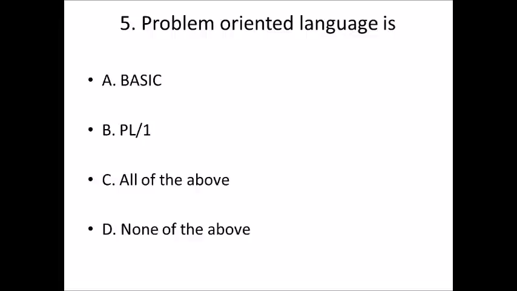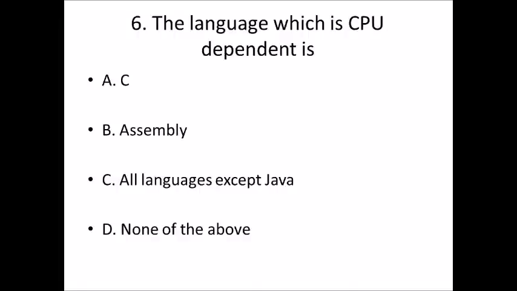Answer వచ్చేసి option C, all of the above. Sixth bit, the language which is CPU dependent is. Option A, C. Option B, assembly. Option C, all languages except Java. Option D, none of the above. Answer guess cheyandi.